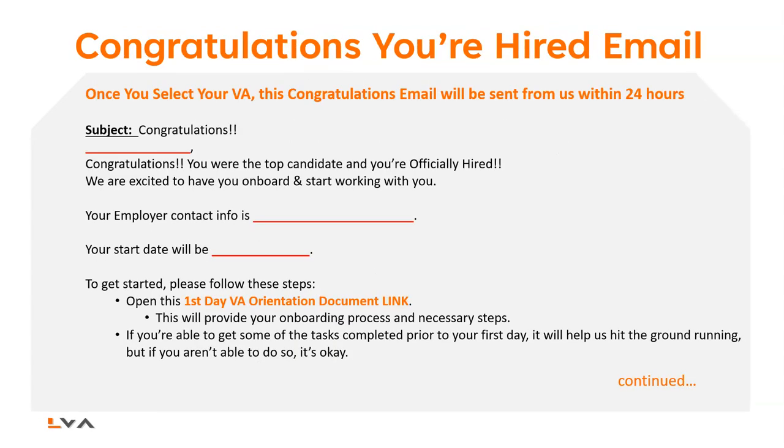So here's an example of that congratulations, you're hired email. Once you do select that VA and we send this email out, we typically can get it out within 24 hours. So it'll say congratulations, their first name, you were the top candidate, you're officially hired. We are excited to have you on board and start working with you. Your employer contact information, this will be your information we'll give them. The start date, we'll have that data on there. Also, these are the next steps.